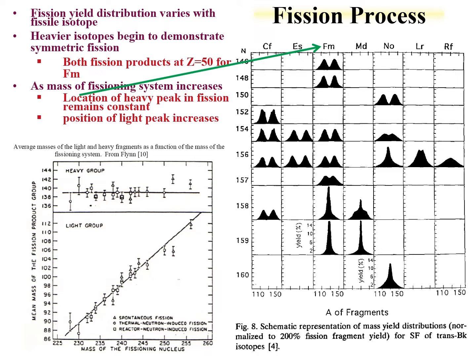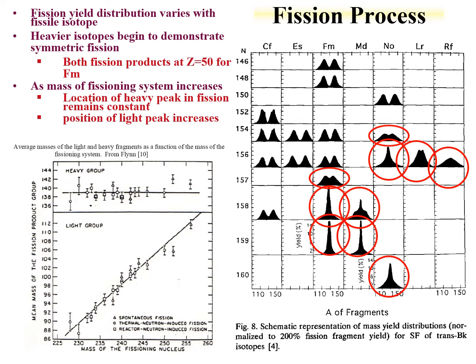So if we look at fermium, as the mass of this fissioning system increases, the location of the heavy fission peak will start to coalesce with the light fission peak, and we can see areas on this curve where we're plotting N, the number of neutrons, against the mass of the fission fragments for the different Z plotted here. These are the different isotopes. We can see that those in the circles here are all symmetric. So we can definitely understand that the fission distribution is actually a function of, we've already shown, the energy, but also the fissile isotope that's undergoing fission.